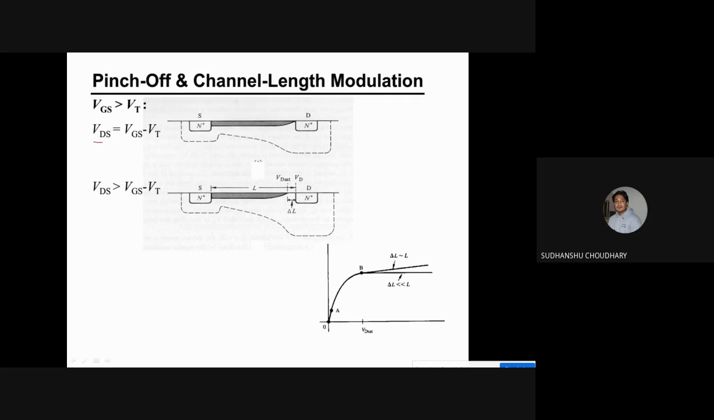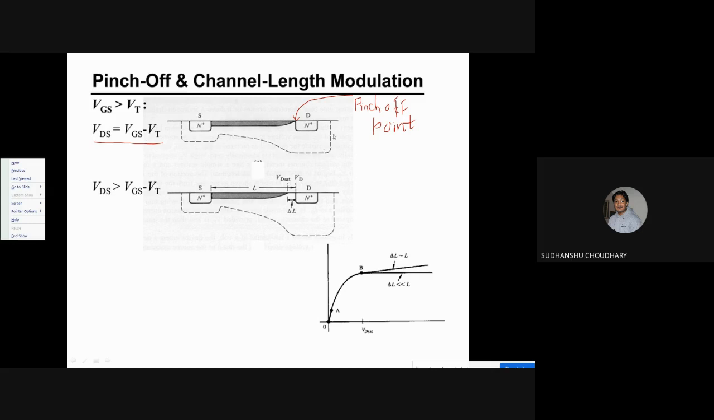Then when you further increase VDS, and when now VDS is equal to VGS minus VT, then you are on the verge of pinch off, right? So this is my pinch off point. That is, if you increase VDS further beyond VGS minus VT, then the channel will be pinched off. That means you will have no channel in this region. So this is the pinch off point, when VDS is equal to VGS minus VT.